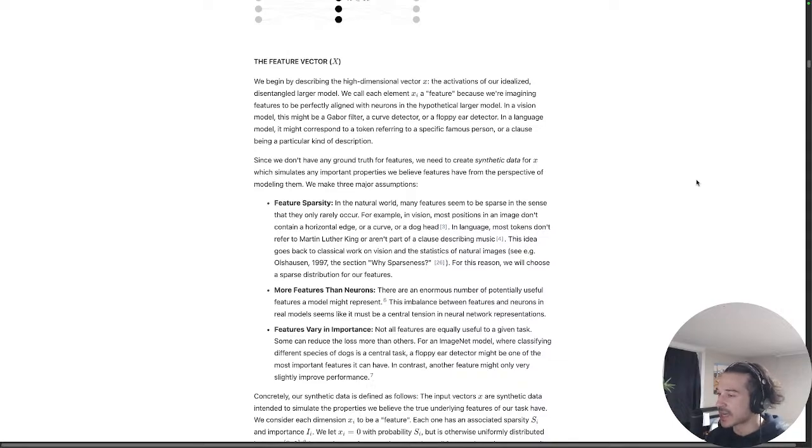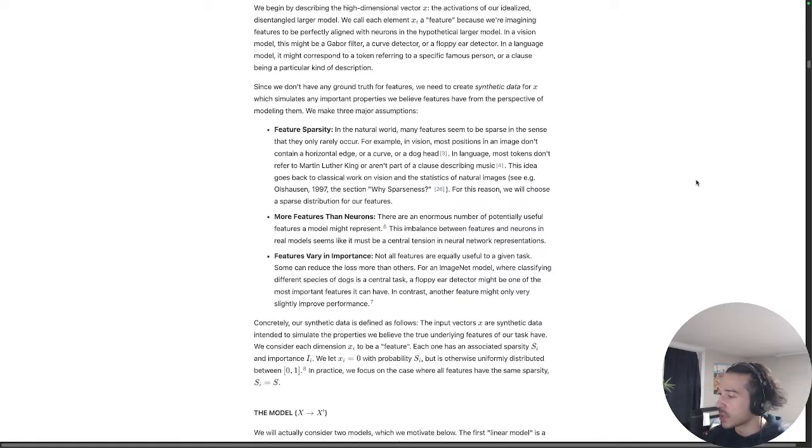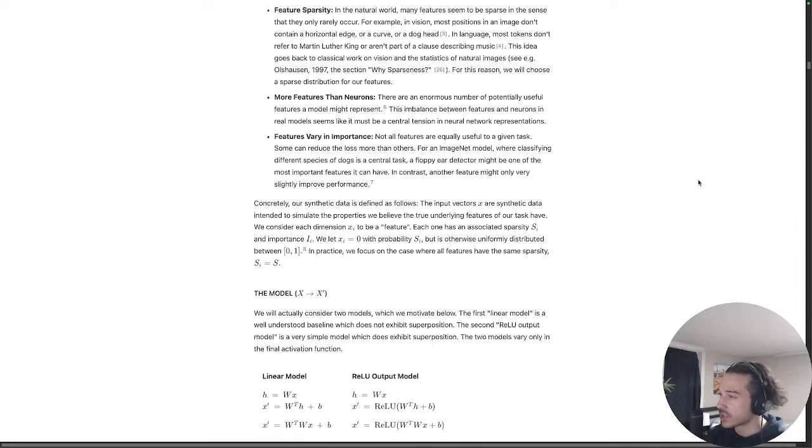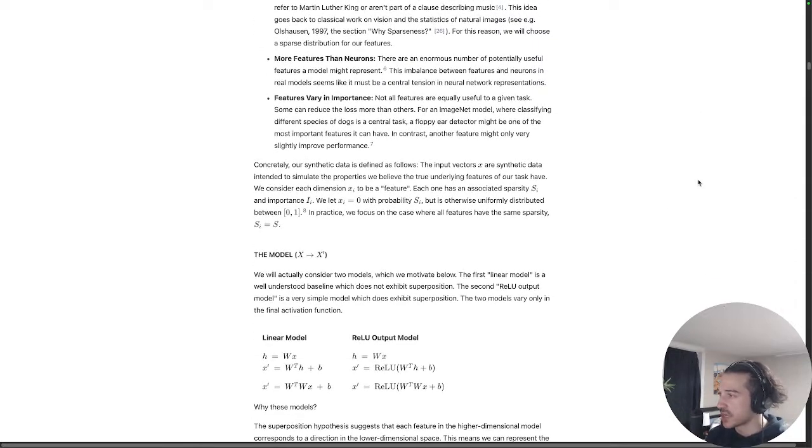This idea goes back to classical work on vision and the statistics of natural images. See, e.g., Olshausen, 1997, the section Why Sparseness. For this reason, we will choose a sparse distribution for our features. More features than neurons. There are an enormous number of potentially useful features a model might represent. This imbalance between features and neurons in real models seems like it must be a central tension in neural network representations. Features vary in importance. Not all features are equally useful to a given task. Some can reduce the loss more than others.